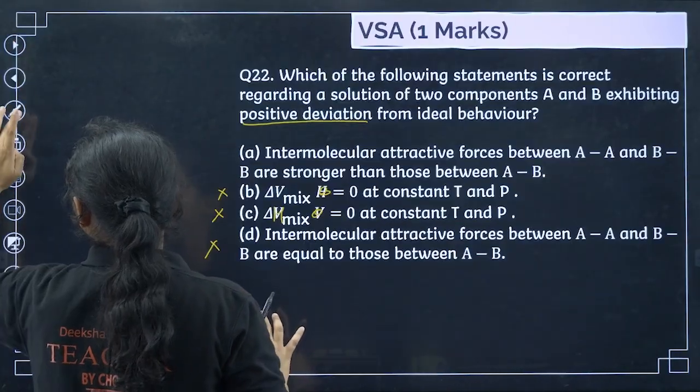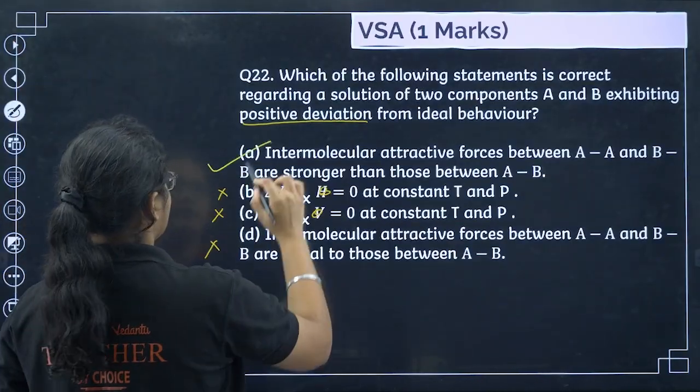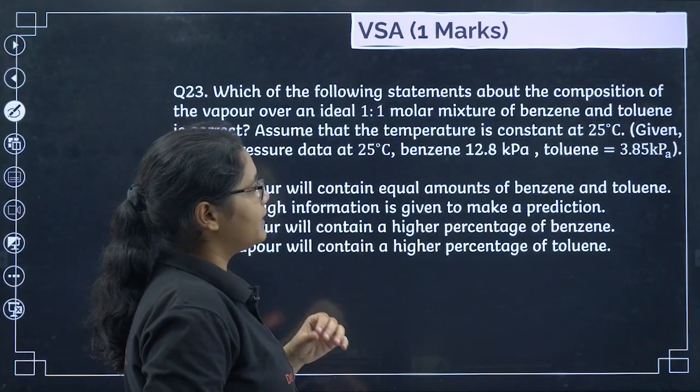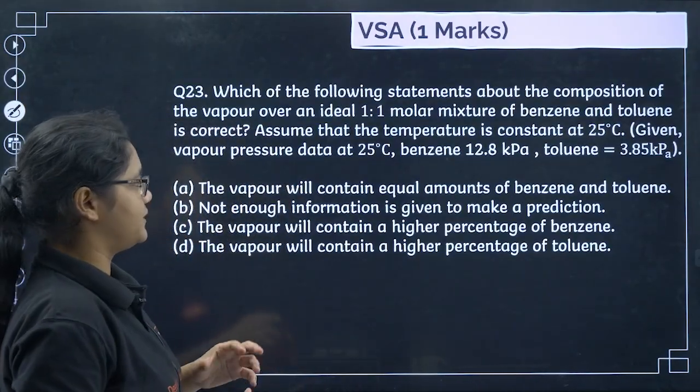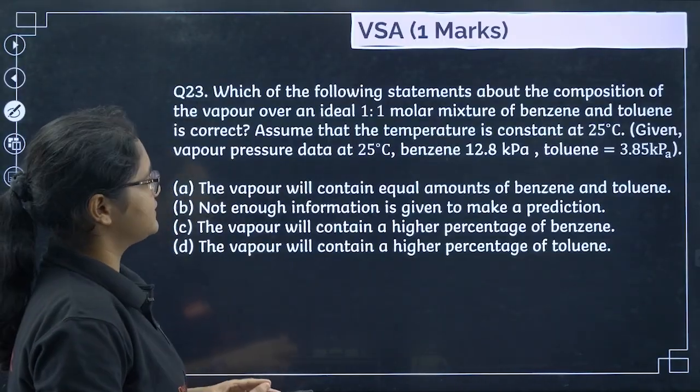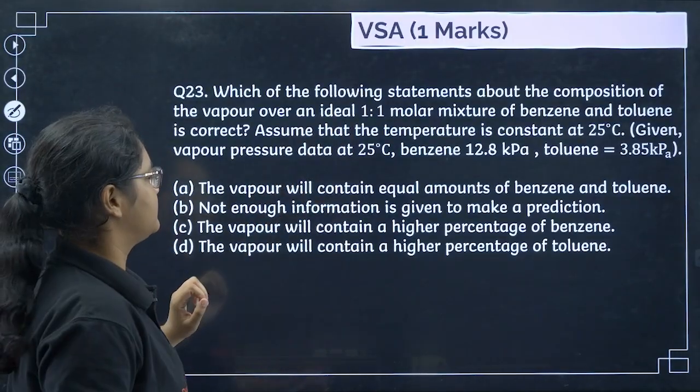Okay, clear? Now moving to question number 23, which of the following statements about the composition of the vapor pressure of an ideal 1:1 molar mixture of benzene and toluene is correct? So this is an ideal solution, you should be knowing.